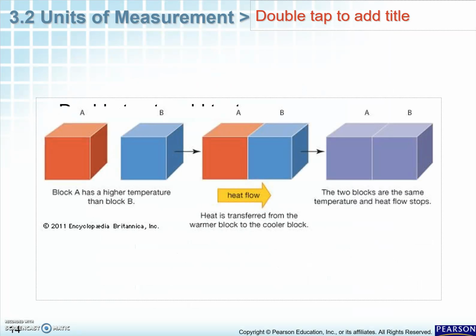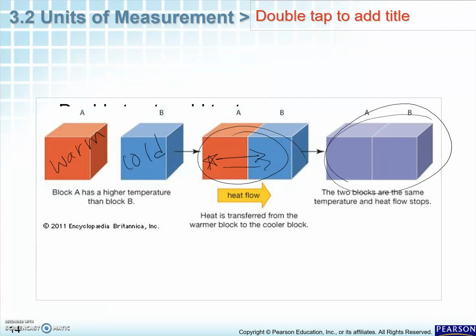So another way of thinking about it is here's block A that's warm and block B that's cold. Once they come in contact with one another, the warm air from A is going to go towards block B. And it's going to continue to go towards block B until the two blocks have the same temperature.